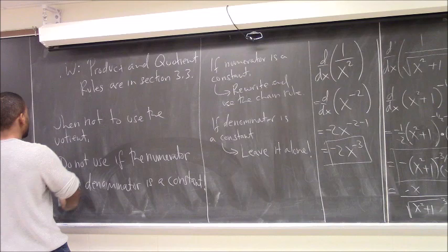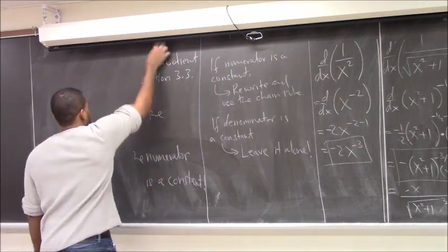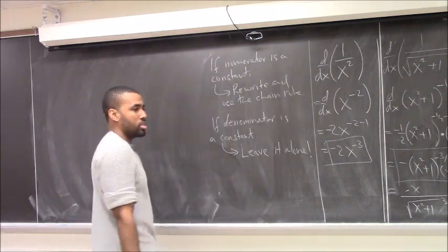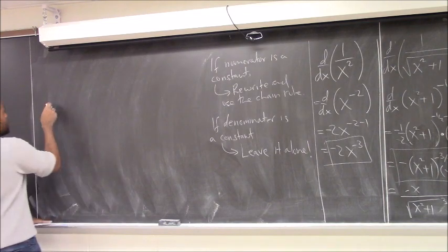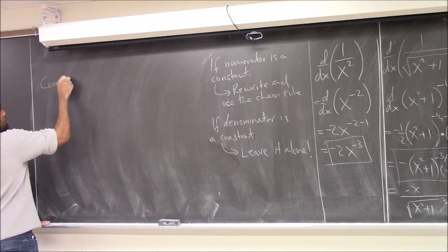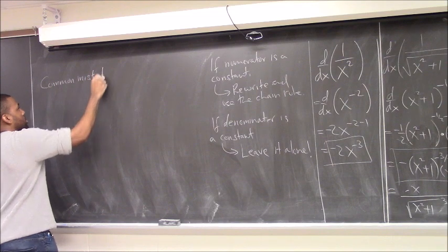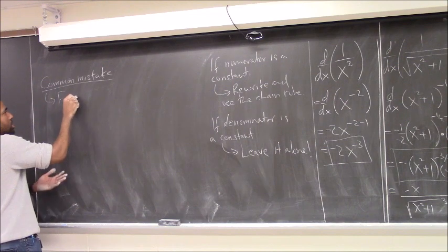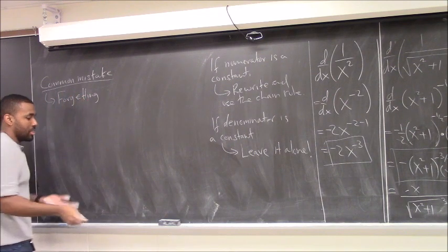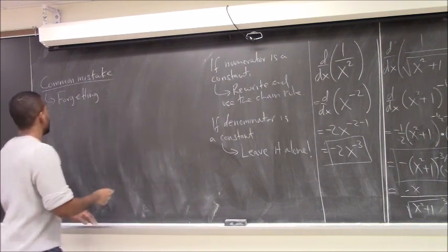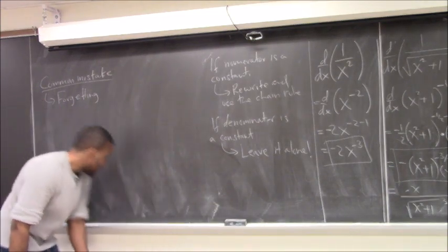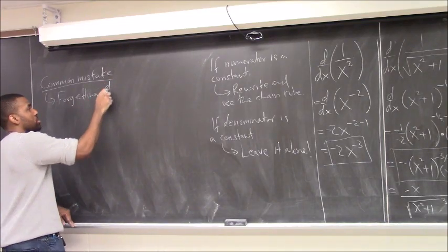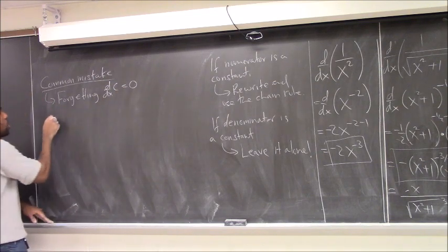One thing I see students often do with the quotient rule, when they apply it in these cases, is they forget while doing the quotient rule that the derivative of a constant is 0. It happens all the time. I'm mentioning it because it's not an unfounded concern here. I see it happen all the time: forgetting that the derivative of a constant equals 0 while doing the quotient rule.